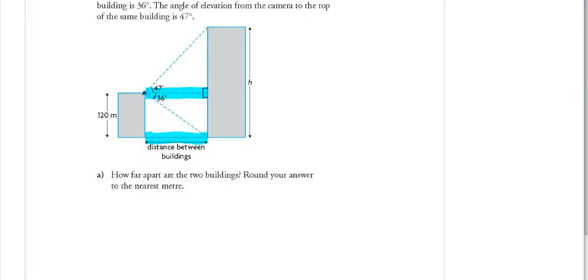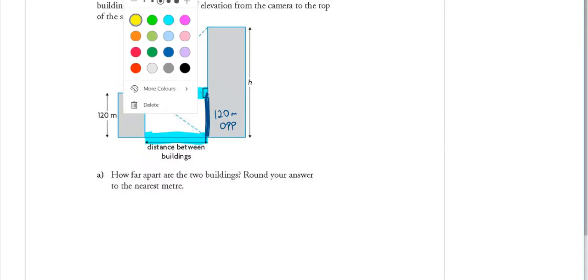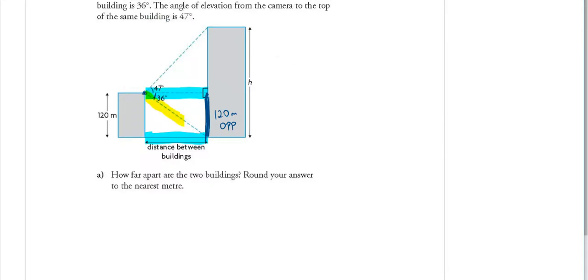I have an angle. That's going to be my reference angle. I also know the height of my tower is 120 meters, which would be the same height as this part of the triangle. So I'm going to just kind of highlight this part of my triangle. That is also 120 meters. That is also the opposite side if I look at the right angle triangle formed by the 36-degree angle.